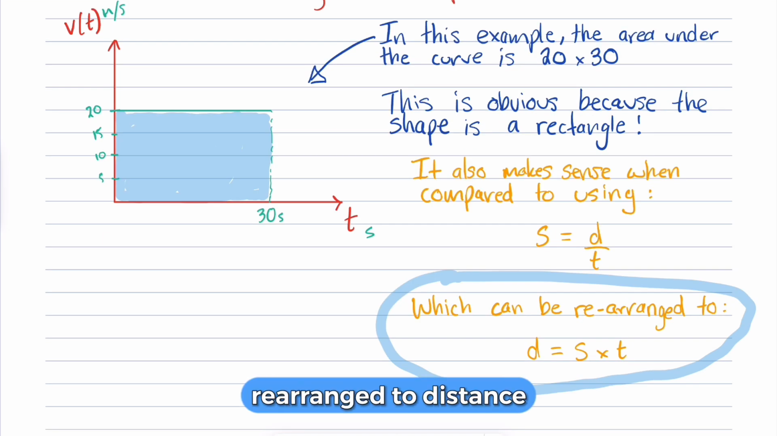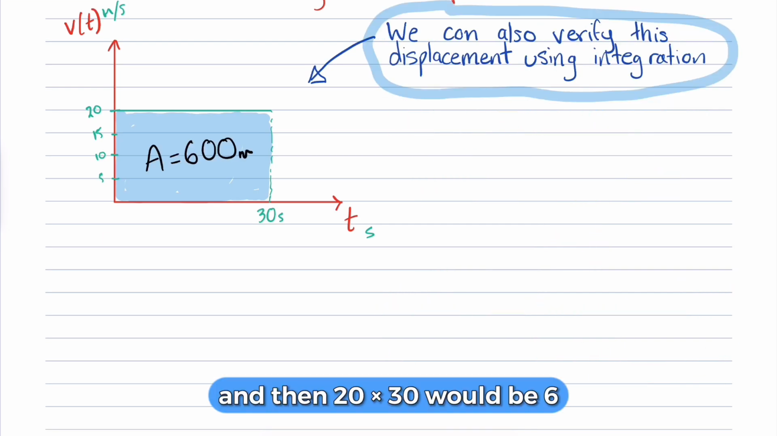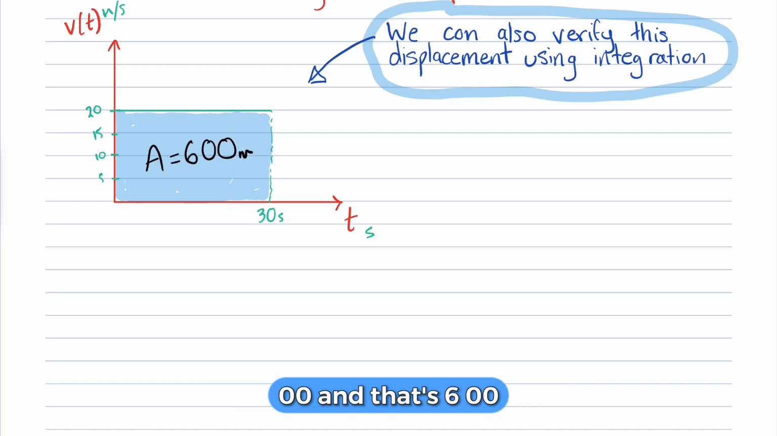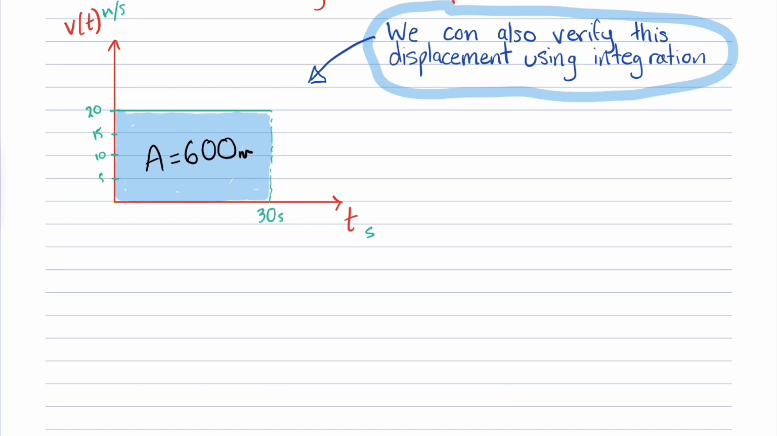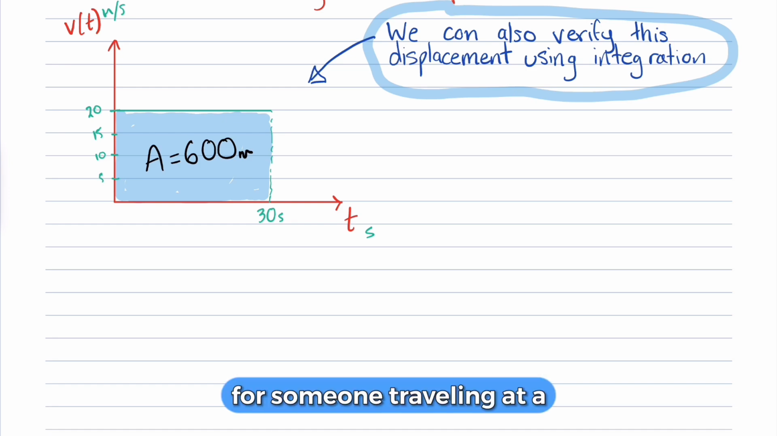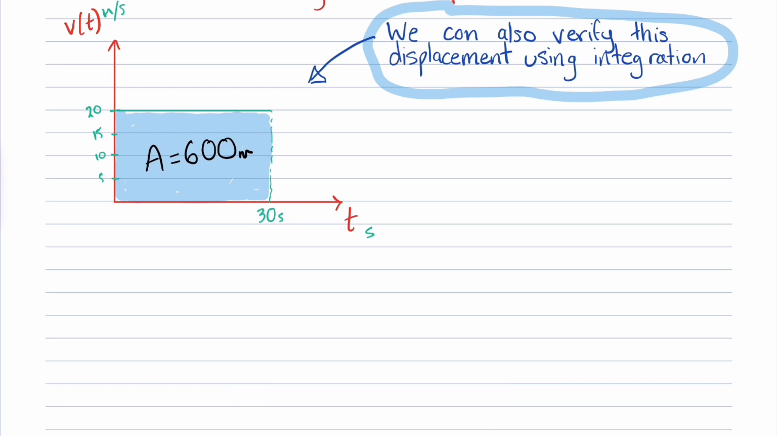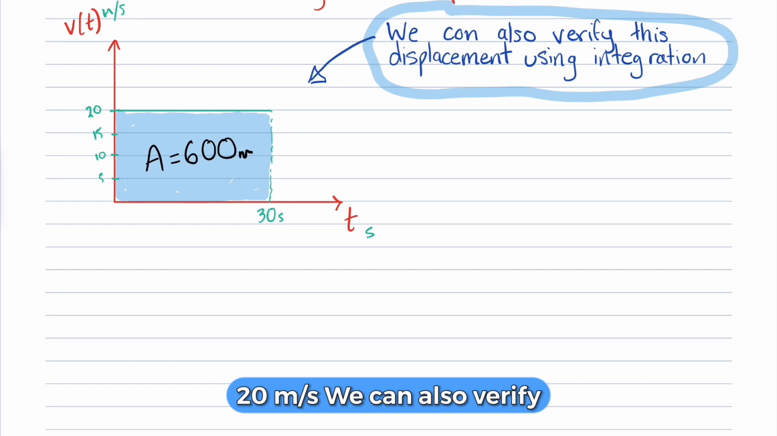That formula can be rearranged to distance equals speed times time. And then 20 times 30 would be 600. And that 600 value, the units would be meters because it represents the displacement that has occurred after 30 seconds for someone traveling at a constant speed of 20 meters per second.